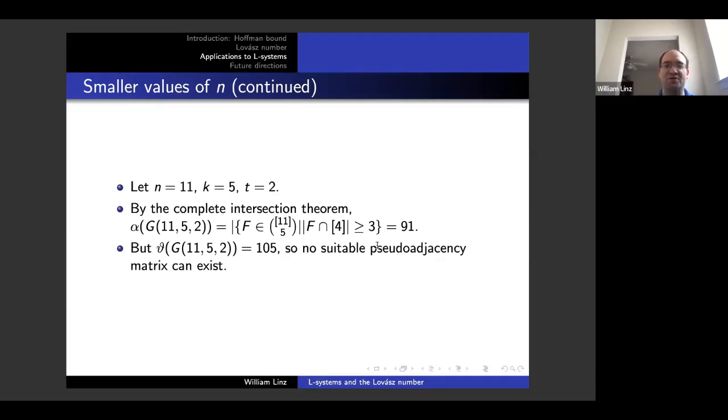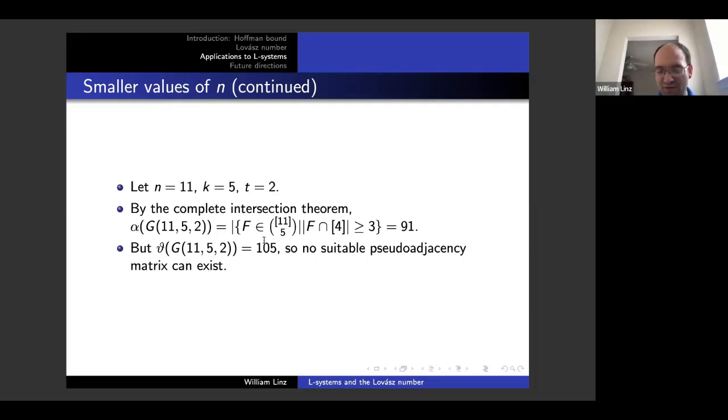So no suitable pseudo-adjacency matrix can exist for this choice. And you can try other choices as well, and you'll see that there is a gap between the Lovász number and the independence number for smaller values of n in general in any case. So if we want an algebraic proof of the Ahlswede-Khachatrian theorem, we're going to have to do something other than finding a suitable pseudo-adjacency matrix, and the Lovász number guarantees that won't work, which saves us quite a bit of effort.